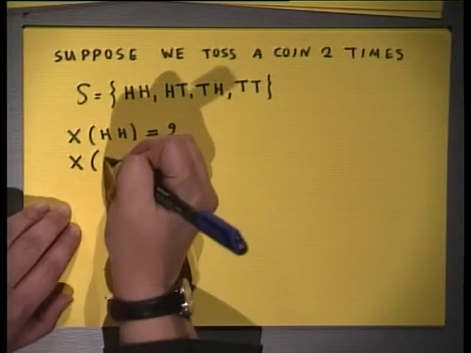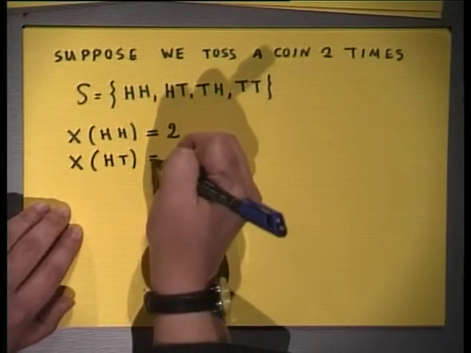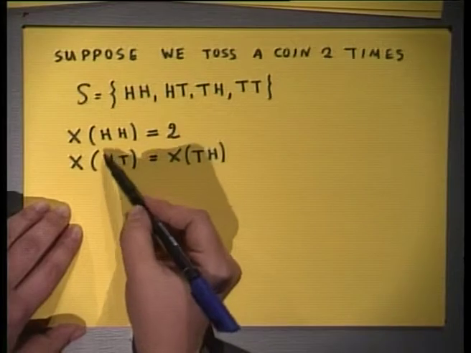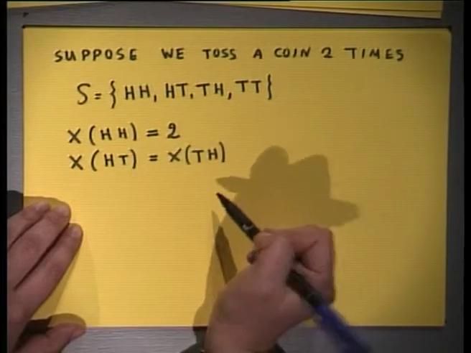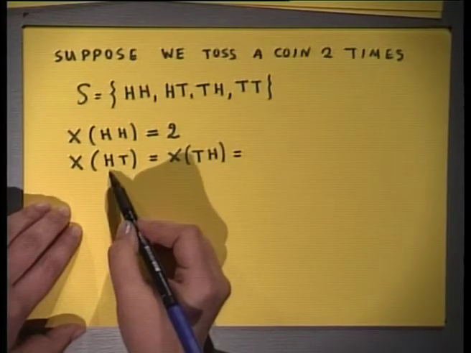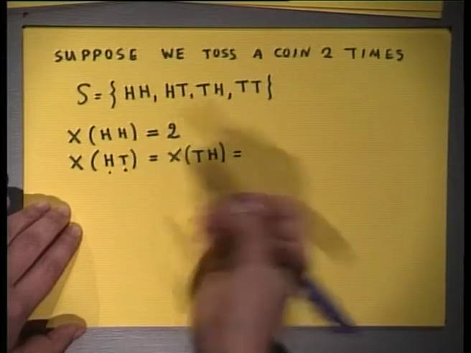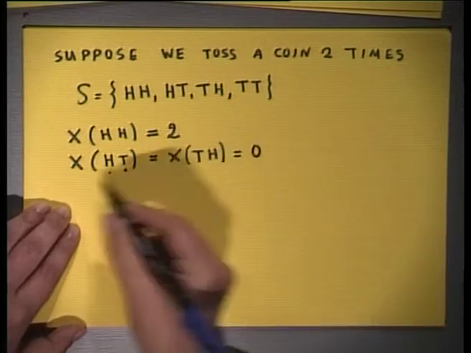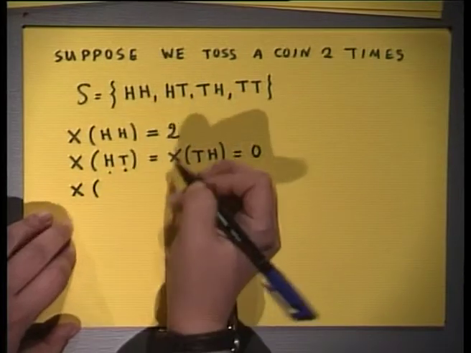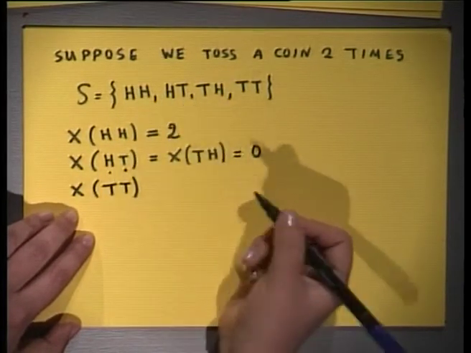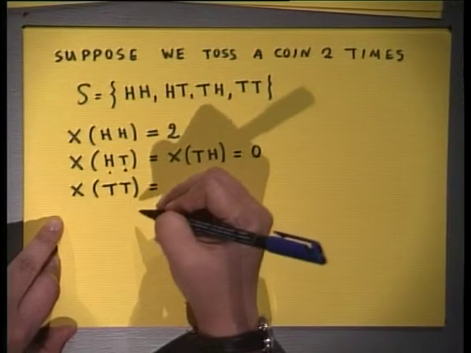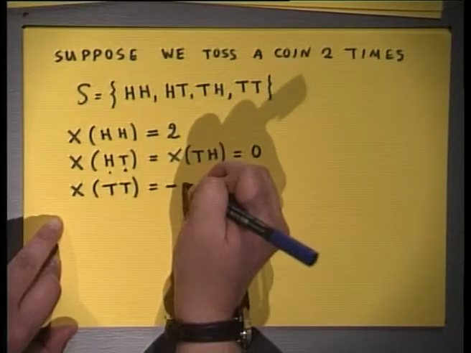It also will take this element and this element, which means that we have won one time, and it means we have won $1 one time, we lost the other time, so actually we haven't won anything. So these two elements will be sent to 0. And the element tail, tail, which means that we lost both times, we lost $2, is sent to -2.